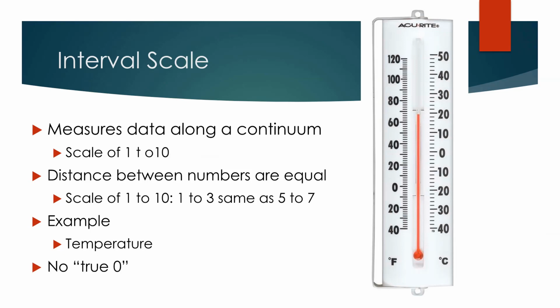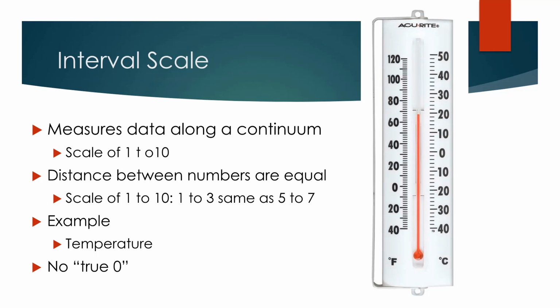Now, the thing about an interval scale is that it has something called no true zero, meaning that 0 does not actually mean the absence of something you're measuring. So take the thermometer. Does 0 degrees mean no temperature? No. It means really, really cold, right? 0 degrees means really cold. It doesn't mean there's no temperature. It doesn't mean there's no cold or hot anymore. It's not that 0 degrees means there's nothing. No, that's not what it means at all.